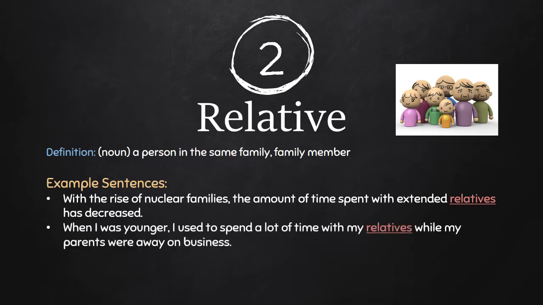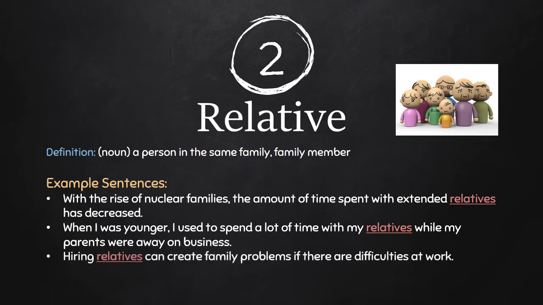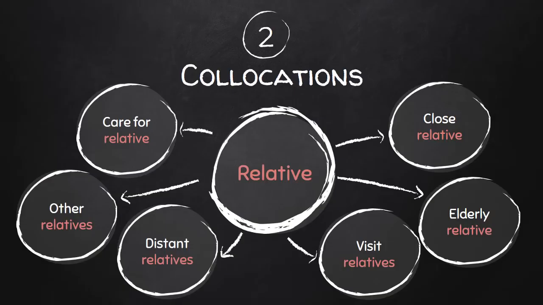The next sentence is, when I was younger, I used to spend a lot of time with my relatives while my parents were away on business. In this sentence, we use relatives to say not parents, but family. And last, hiring relatives can create family problems if there are difficulties at work. And let's look at some collocations. Wow, here we have 6 different collocations. Now, there are many, many more collocations for each word, but for this course, I've chosen 6 of the most common collocations for this word.